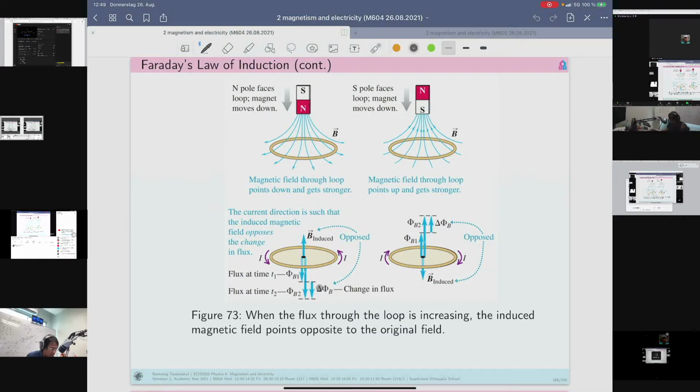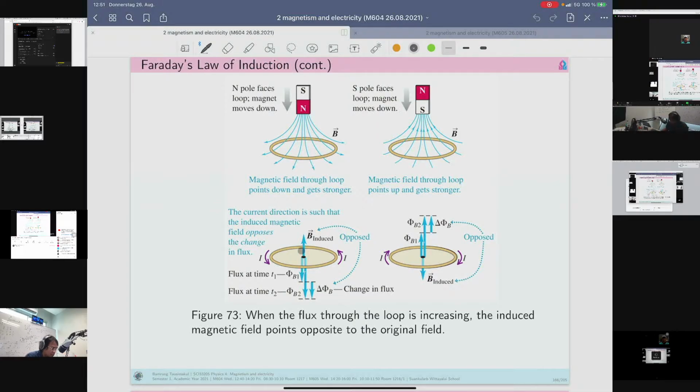There is flux change in this direction, and Lenz found that the conductor doesn't like that situation. He tries to keep the amount of the magnetic flux the same as the first situation, which is phi B1. So the conductor will measure the length of this vector, the flux change, and make the same amount of flux change to make the magnetic flux.